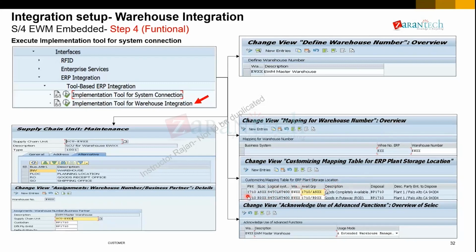So that's why there is an interface table. All the interface tables are maintained either at the business system level or at the logical system level. Here, the planned storage location is assigned to the availability group, and the availability group in turn is assigned to the stock type. And also, we are activating whether advanced features are required or just a basic license or the basic features. And also, it creates a supply chain unit.